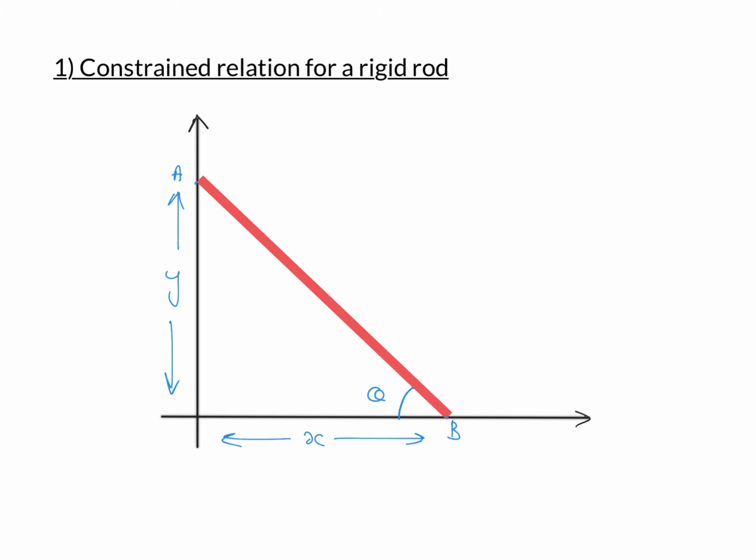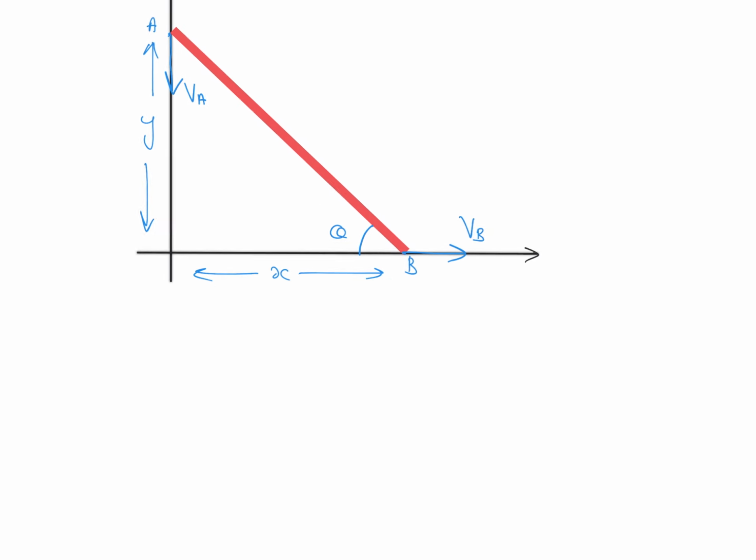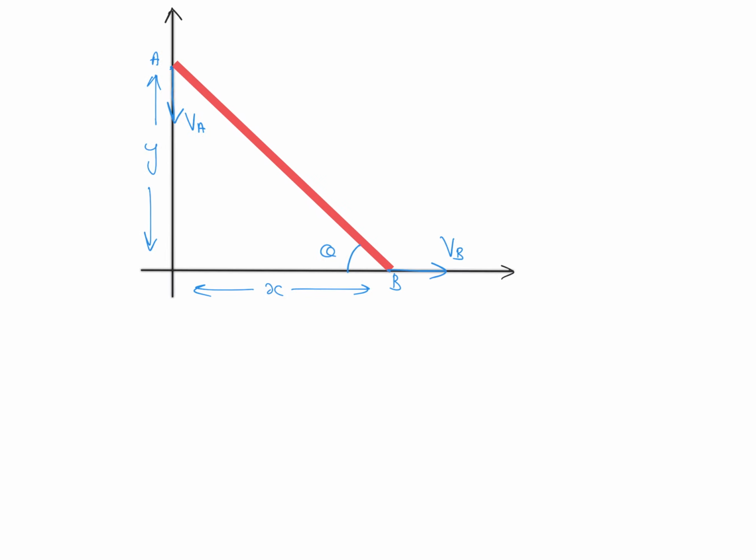At an instant, assume that this point A is moving downward with a velocity, take it as VA, and this point B is moving towards the right with a velocity, take it as VB. We are going to find out the relation between the velocity of point A and the velocity of point B. Now, considering that the length of this rod is L, from this right angle triangle we can write the relation between x, y and L, that is x squared plus y squared is equal to L squared.